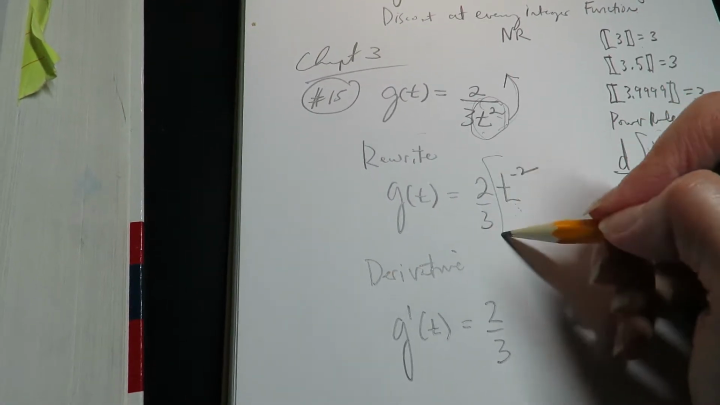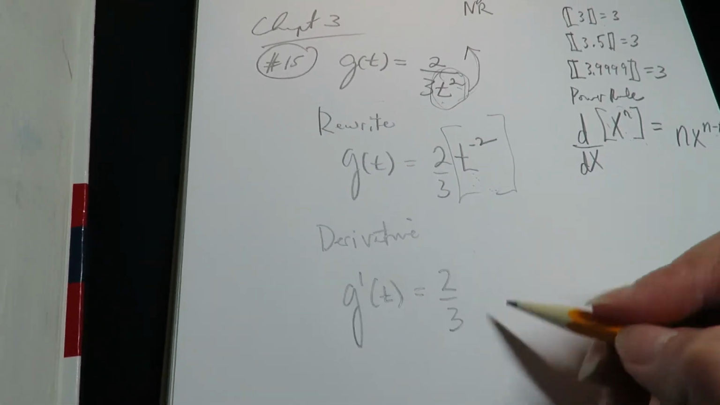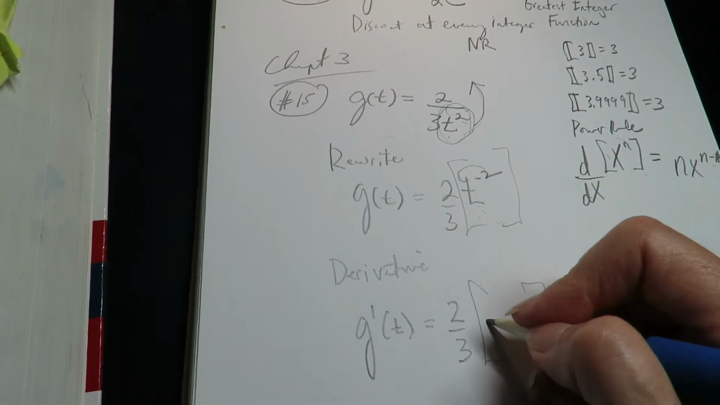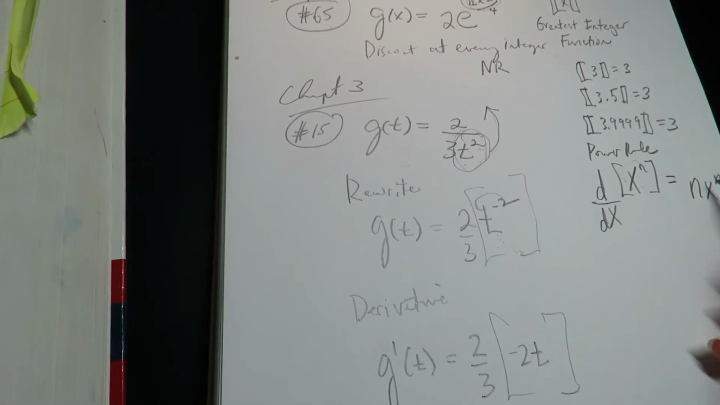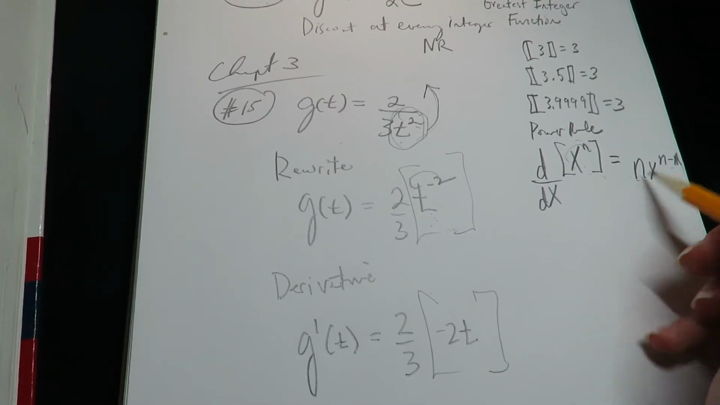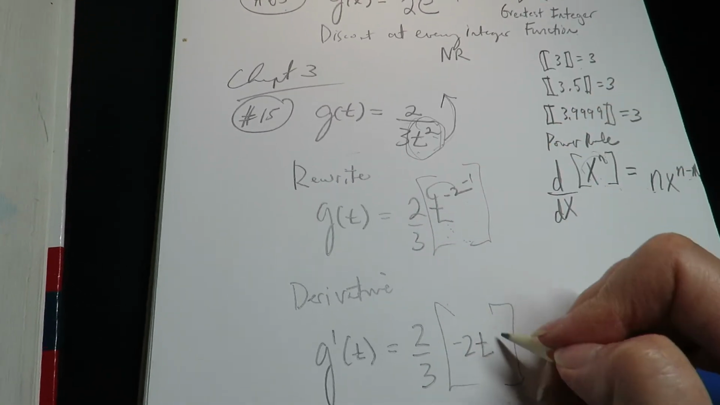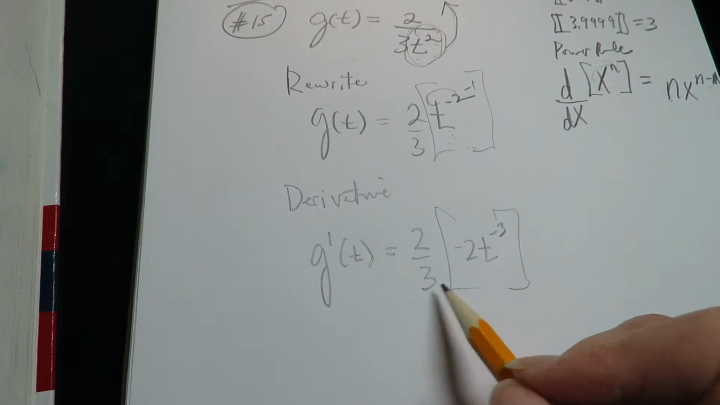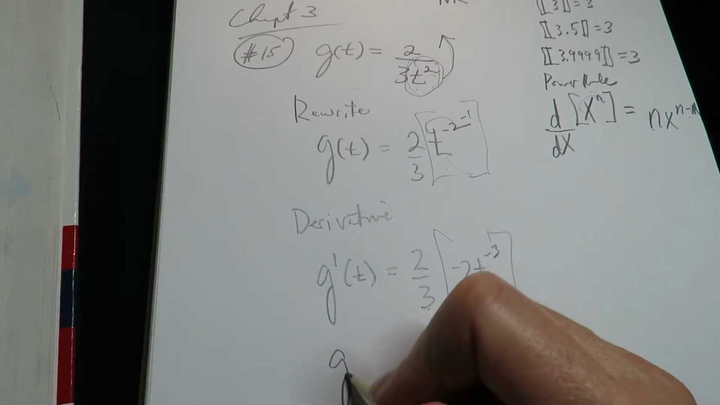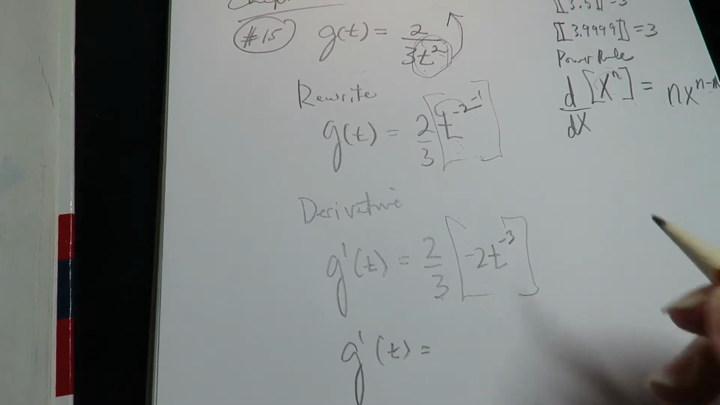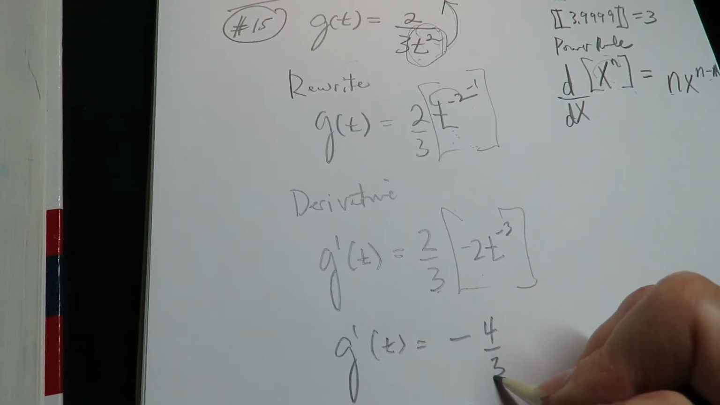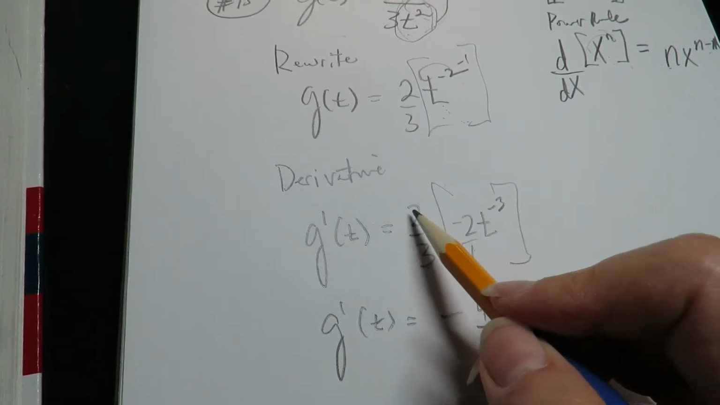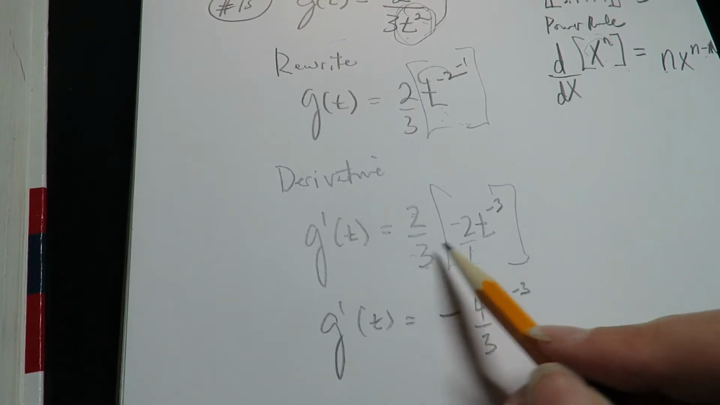So the 2/3 is a multiplier. I'm going to take the derivative of this part here. I bring the -2 down in front, and then I subtract 1 from the -2. That makes it a -3. And then all this stuff has got to be multiplied by 2/3. So that makes it -4/3 t to the -3, because this is 2 over 1, so 2 times -2 gives the -4 over 3.